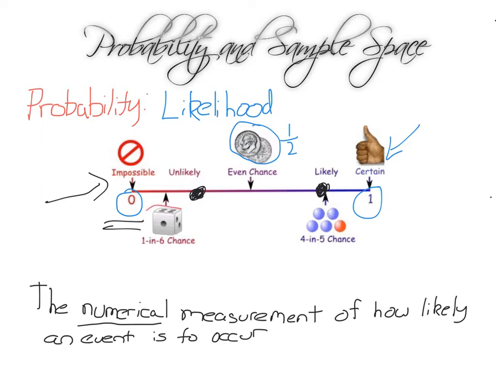Now if we look at this event here that I've circled, rolling a die and getting a 1, it's a 1 in 6 chance. Now because I've assigned numbers to these events, I can tell you which is more likely. We can see clearly just by looking at the number line that this event here, tossing the coin and getting a head, is more likely to occur than this event here, rolling a die and getting a 1. Now that doesn't, of course, mean that I will always get a head, because it's not certain. It's only here on the number line.